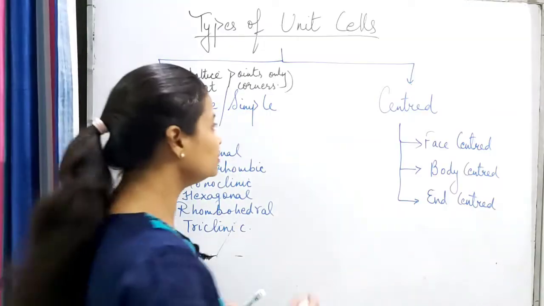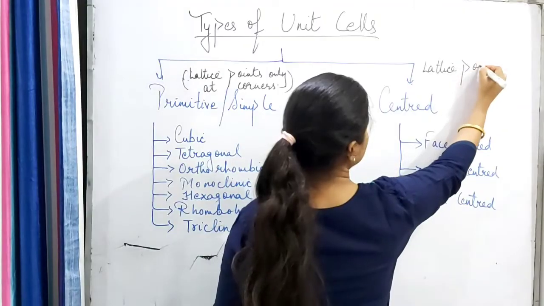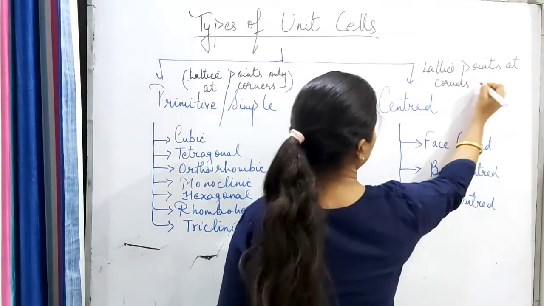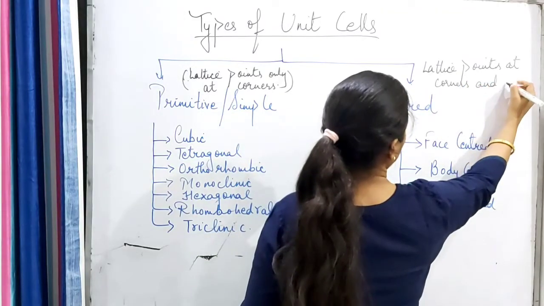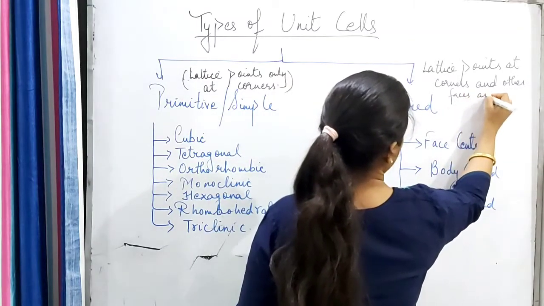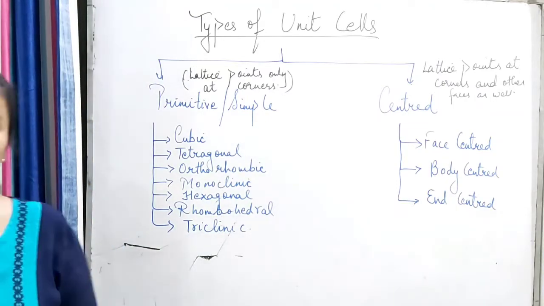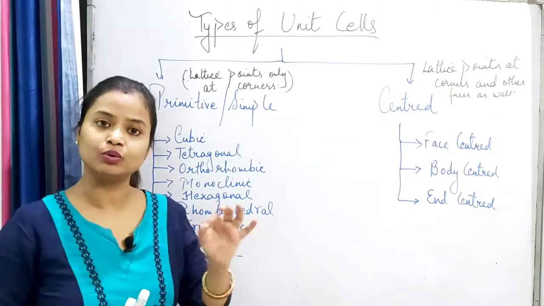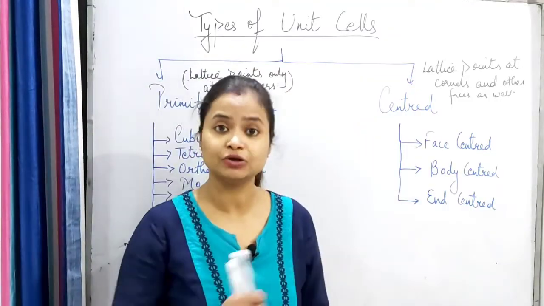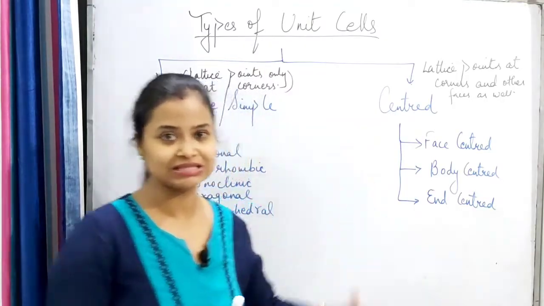And if it is a centered unit cell, then lattice points are at corners and other faces as well. Okay, so this is the major difference. Primitive or simple unit cells consist of lattice points only at the corners, whereas centered unit cells consist of lattice points at corners, along with that at some faces also. Okay, we'll see in detail.